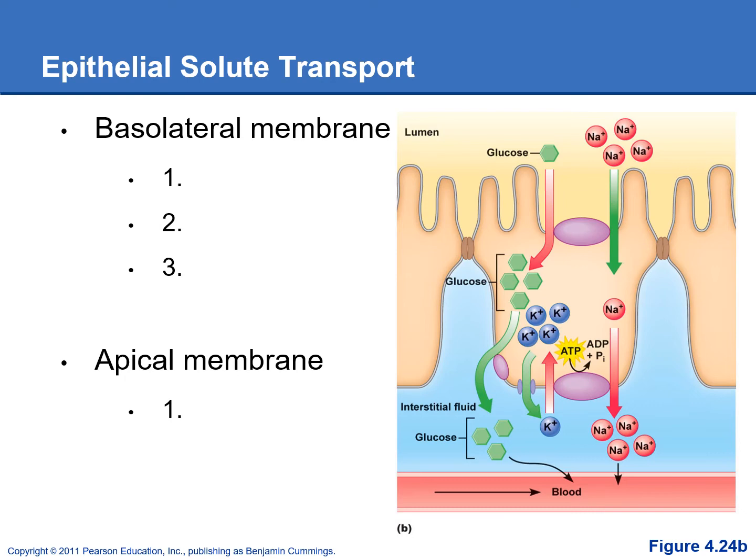So that would be facilitated diffusion to move the glucose across. On the apical membrane, we have secondary active transport. We know that because the sodium is moving from high to low concentration, so it's going down its gradient, and glucose is moving from low to high concentration, so glucose is going up the gradient. Whenever you have one molecule going down the gradient and the other moving up the gradient, you know that's got to be secondary active transport.